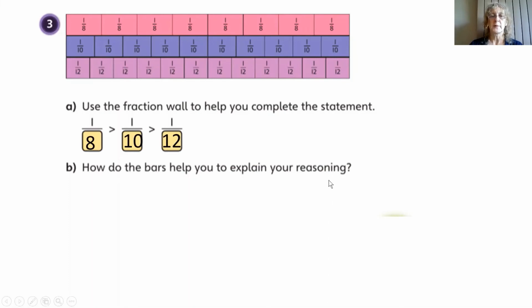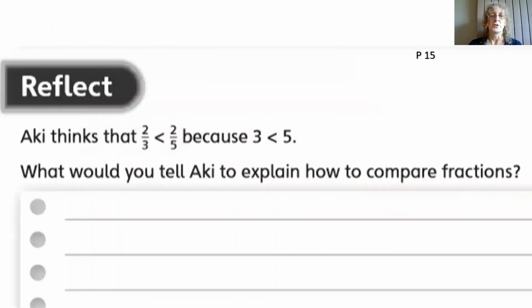How do the bars help you to explain? Let's have a look how they help me to explain. Well, I know that this bar in my 8ths has been divided equally into 8 parts, so it's only had 8 parts to divide. My 10ths has had more parts, so it's going to be a smaller amount. And my 12ths is even smaller because it's been divided equally into 12 parts. So I think that bar helps you to explain how to do it.